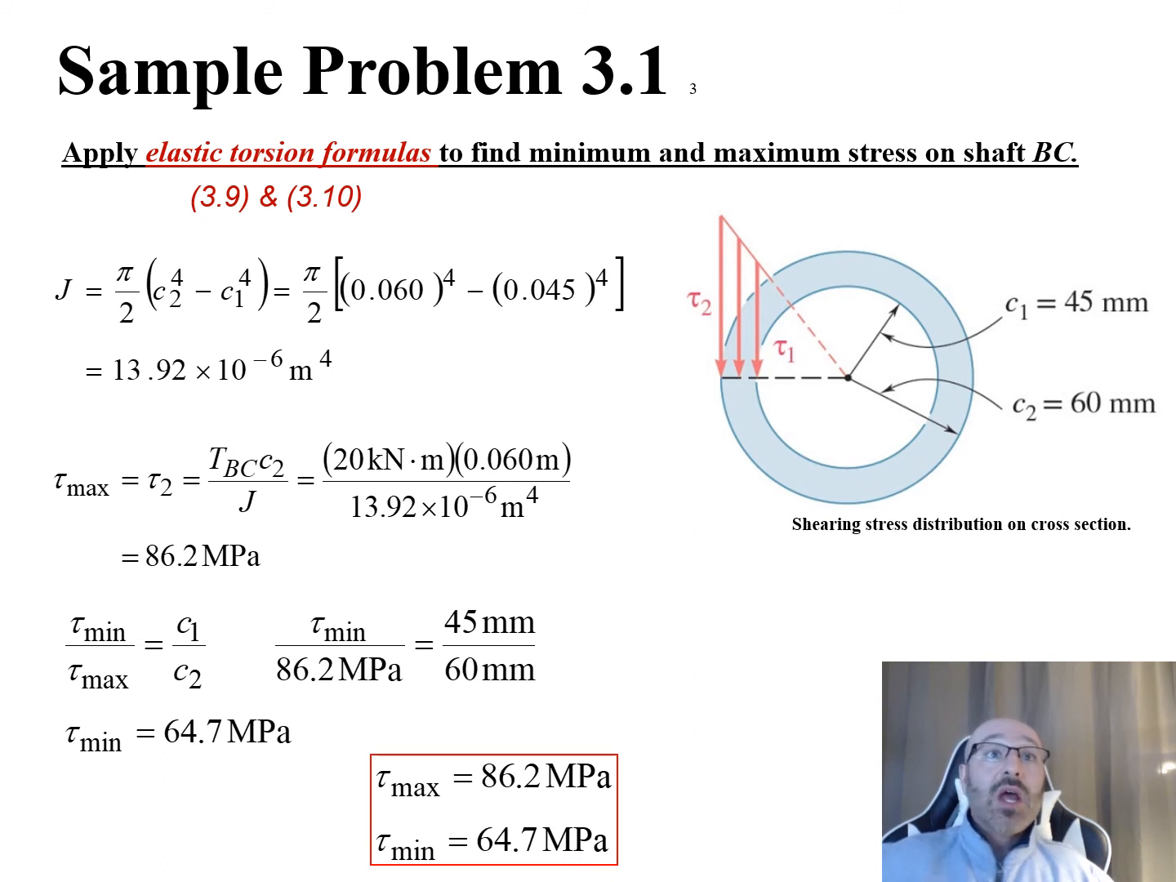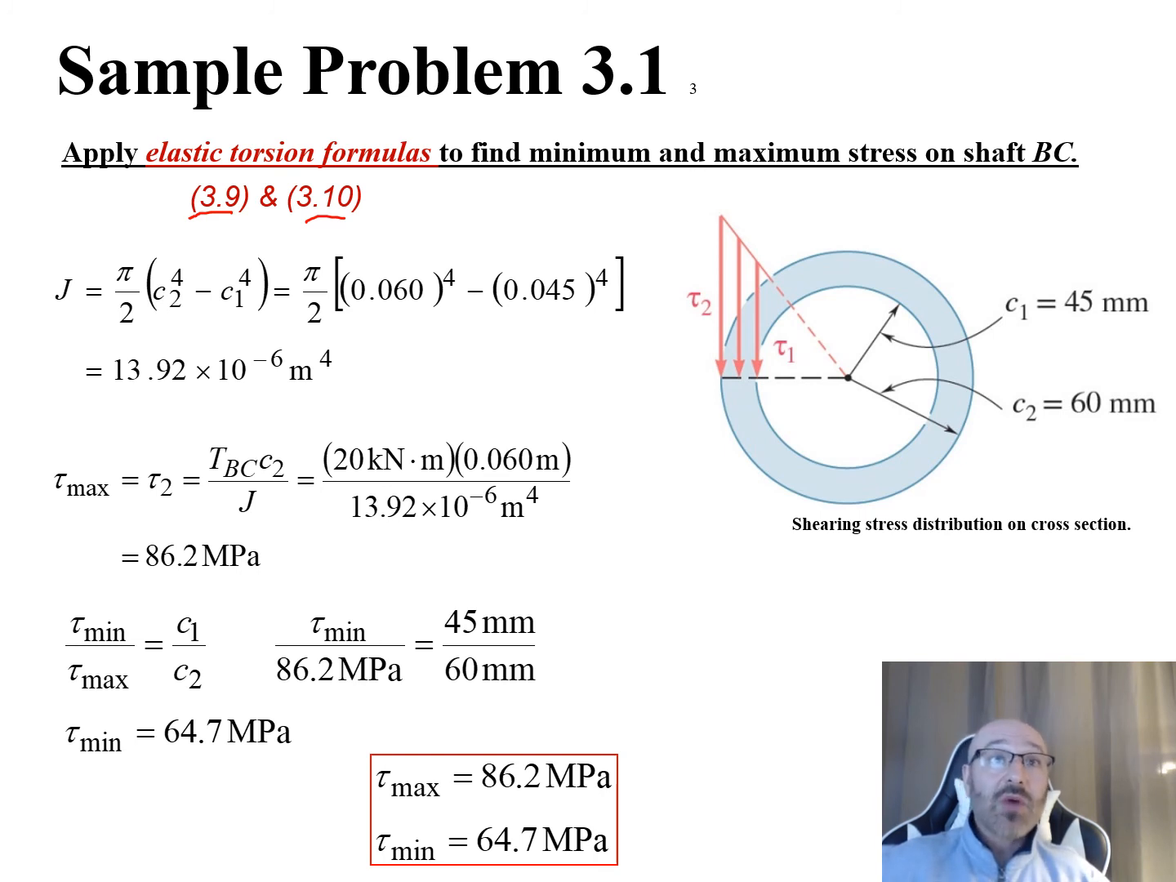What we're going to do is apply these elastic torsion formulas. So we go back to our procedure for analysis that we spoke of. Our next step is to apply these elastic torsion formulas, equations 3.9 and 3.10 from our textbook, in order to find the maximum and minimum stresses on shaft BC. Now we also have to recall that shaft BC is hollow, so we have known values for shaft BC that we can plug in. So we take a look at this here.